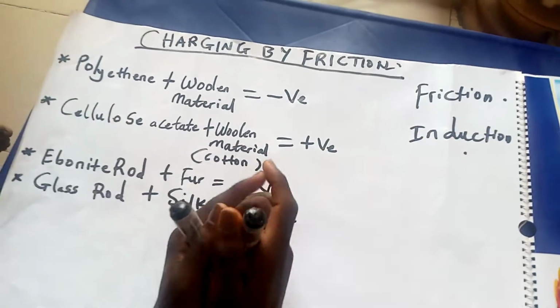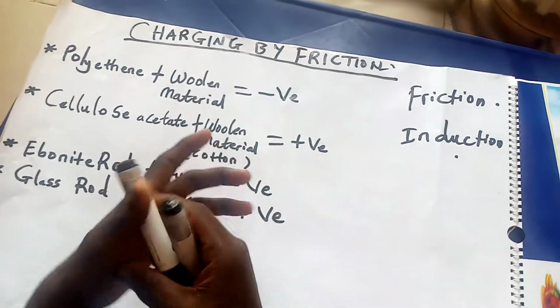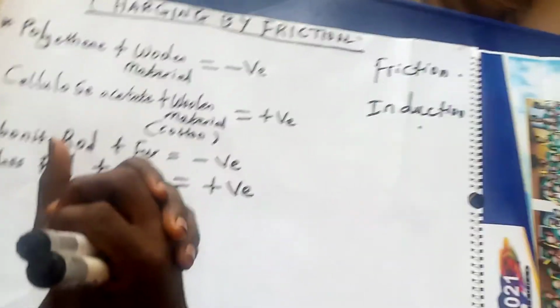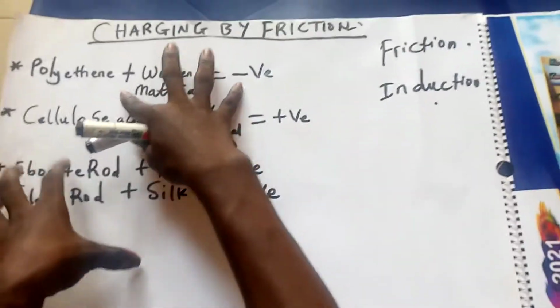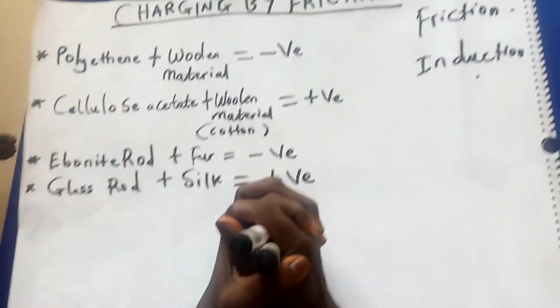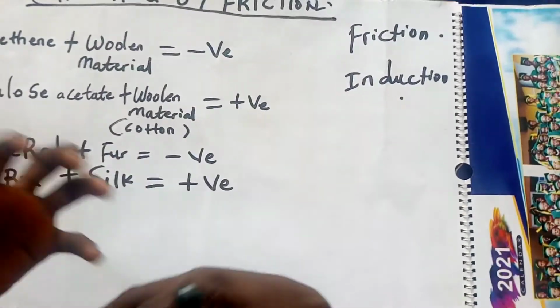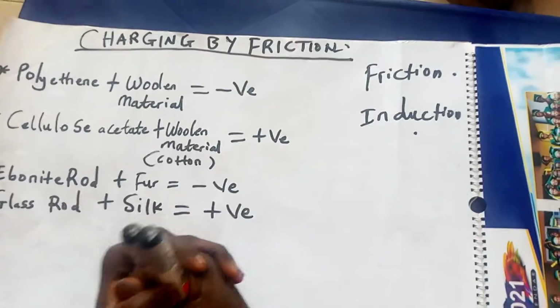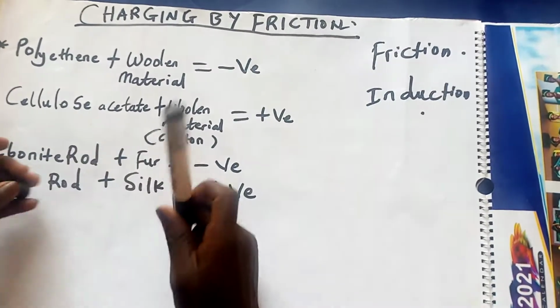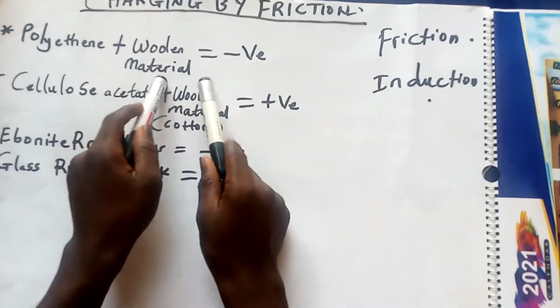All right, so that's a way of charging a body. So the four major examples of charging by friction you need to know as a student, which occur in past questions. Of course, I'll show you how they come out. The first is charging of polyethylene and woolly material.